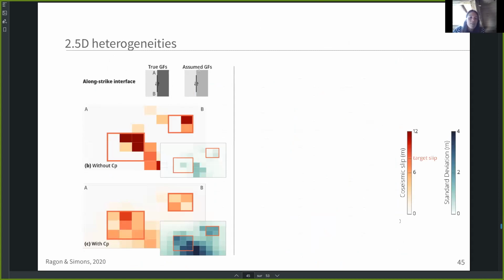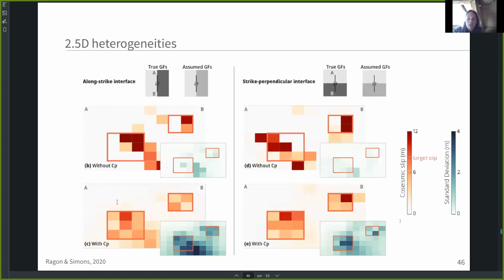Again, what we obtain is that, sorry, I forgot to mention that the target model, so what we want to obtain is a slip within these orange squares here. So again, if we neglect uncertainties, that's what's shown here, the result is pretty bad. And if we account for uncertainties, again, the result is improved. We can do the same with a strike perpendicular interface. That's less realistic, but I think that's a good illustration of along strike variations that you can find in reality. Again, if you neglect uncertainties, results are very bad. And if you account for uncertainties, results are very good.